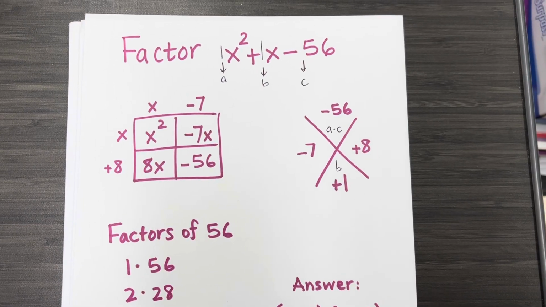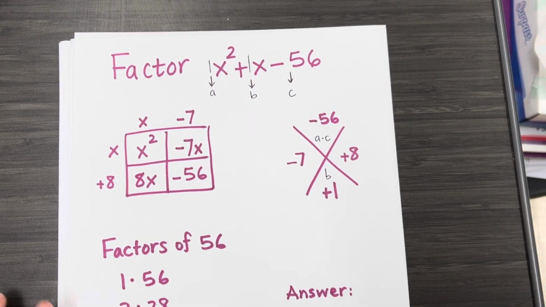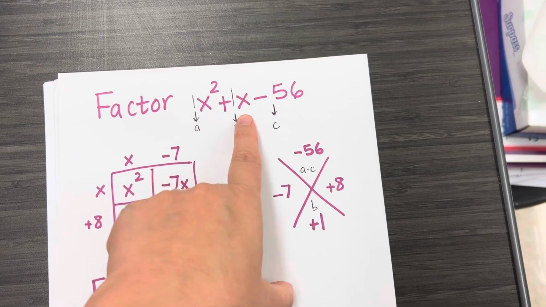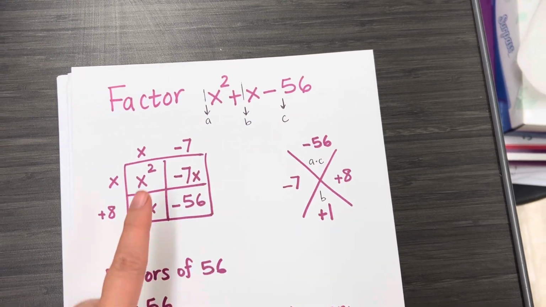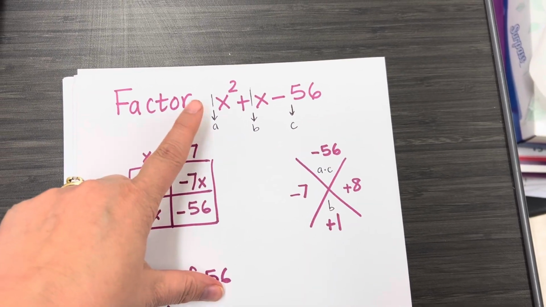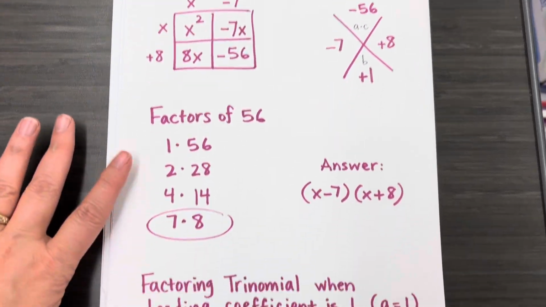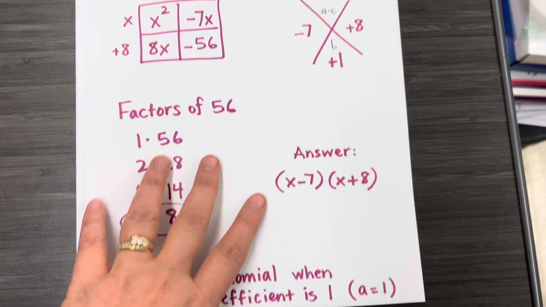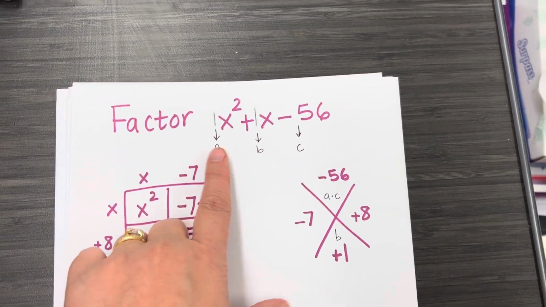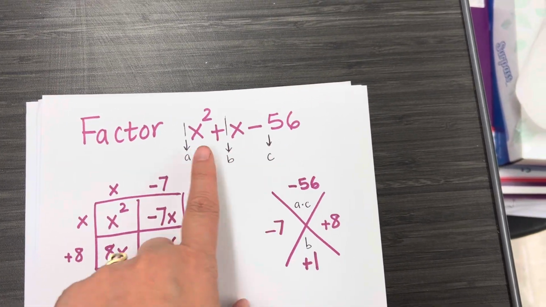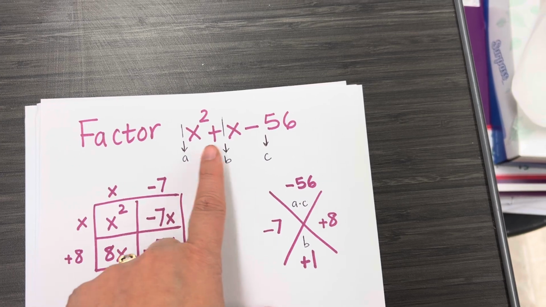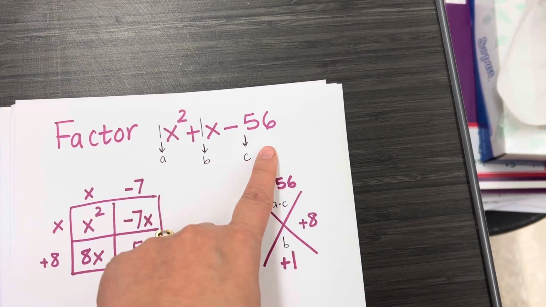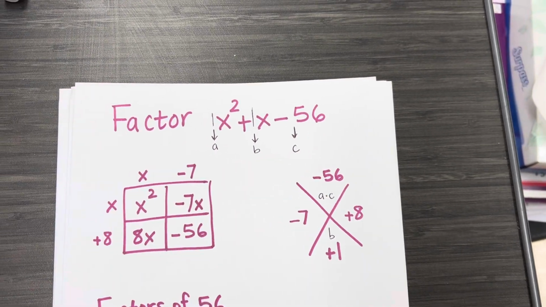Okay, we're going to learn how to factor a trinomial such as x squared plus x minus 56 when the leading coefficient, the value of a, is 1. So, factoring a trinomial when the leading coefficient is 1. When we have our trinomial in descending order, so we have the x squared first, then the x term, and then the constant, that's called descending order.